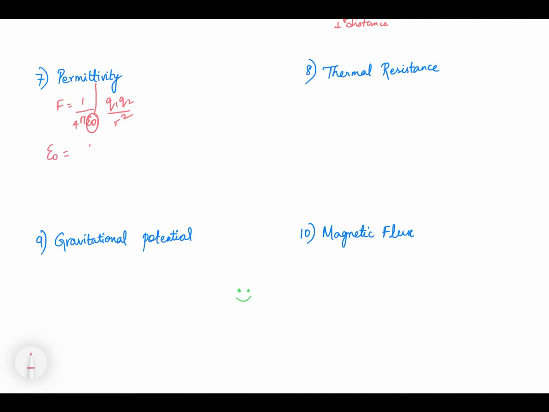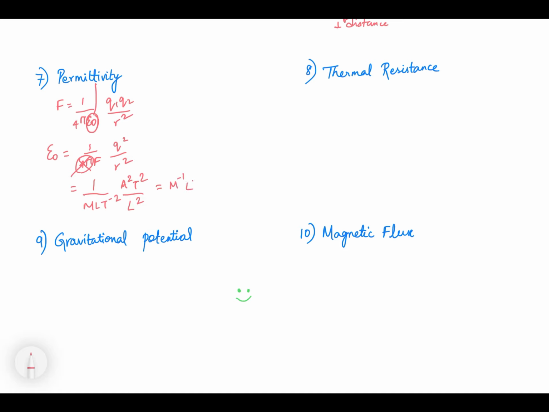Now we need to find epsilon naught. This is permittivity, so it becomes 1 by 4 pi F q square by r square. Let's find it. 4 pi does not have any dimension, ignore it. Just write the dimension of force, mass into acceleration, and charge. Dimension is AT, so q square, so A square T square by r square. It becomes L square, length.